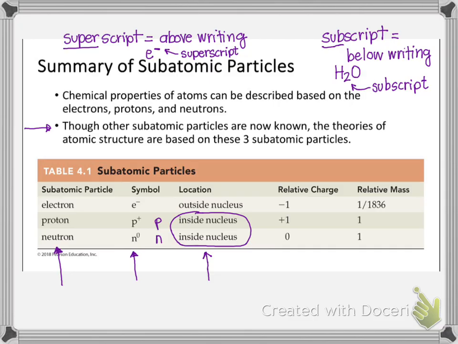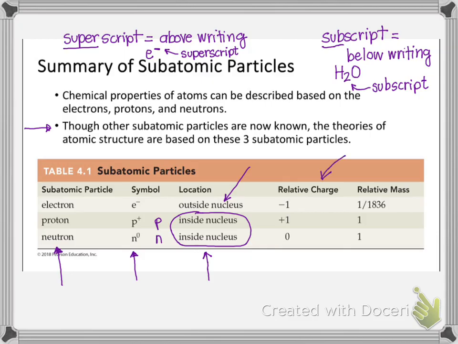So protons and neutrons are both located inside the nucleus of the atom. The electrons are located outside of that nucleus, and in other sections in this chapter, we're going to learn a little bit more about how we characterize electrons being outside of the nucleus. Okay, so you need to know the particles, their symbols, and where the respective particles are located. We'll also need to know their relative charge.